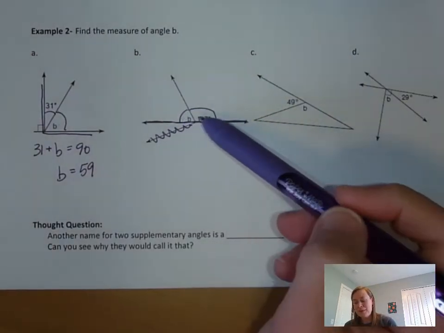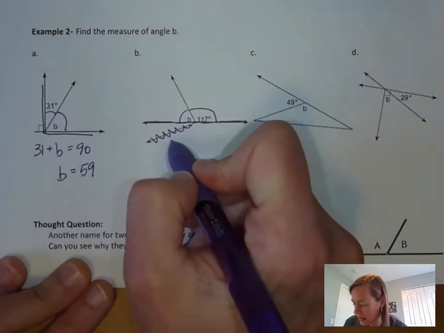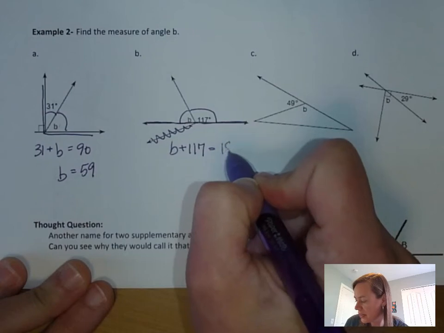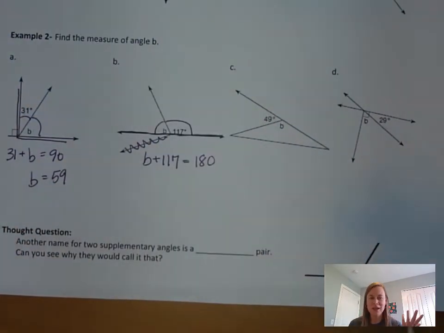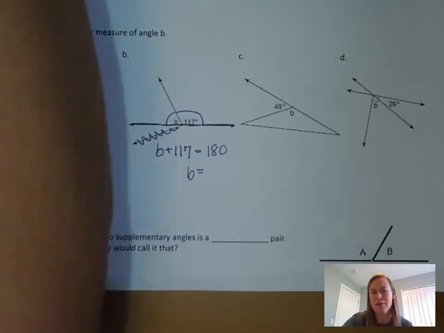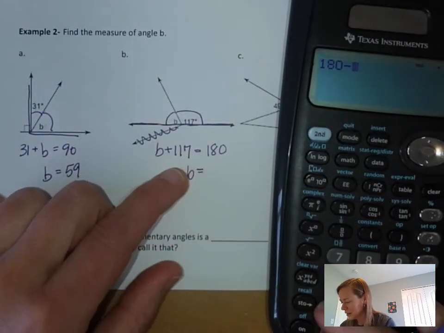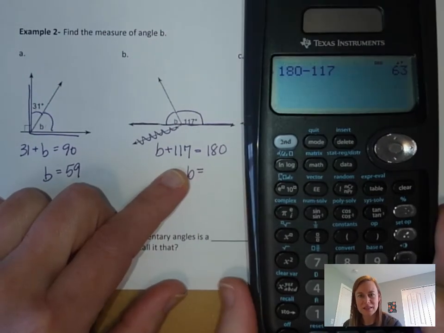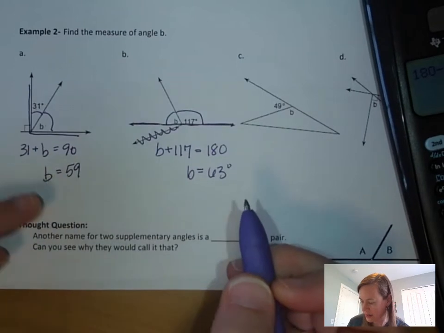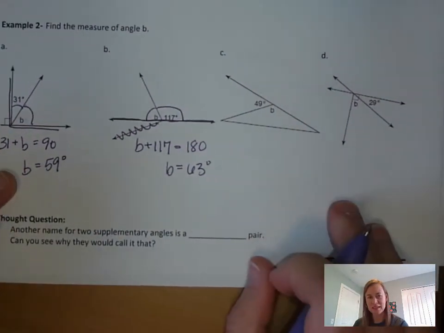So we just said that B plus 117 equals 180 degrees. So let's write it down that way. B plus 117 equals 180. And now all you have to do is subtract 117 from both sides and you'll get the answer. I don't know that off the top of my head, so let me borrow my calculator real quick. 180 minus 117 is going to give us 63. So 63 degrees for that angle right there. Oh, and I forgot my degrees here. There we go.